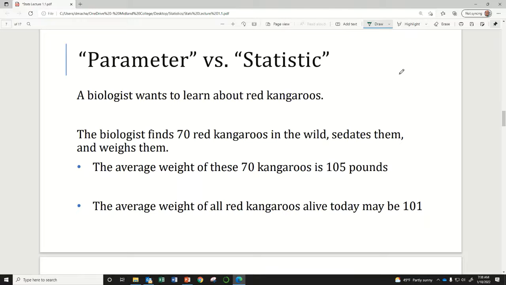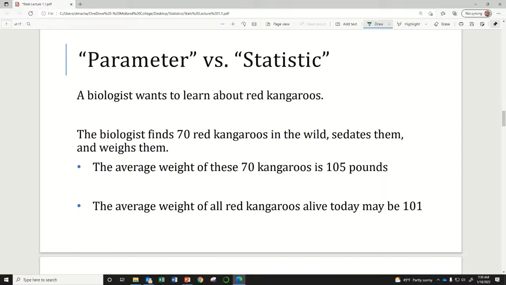So suppose a biologist wants to learn about red kangaroos. And the biologist finds 70 red kangaroos in the wild. And when you find a red kangaroo in the wild, maybe you sedate them, some kind of sedative, and then once they're sedated, then you can put the kangaroo on a scale and you can weigh the kangaroo. And what we find is that the average weight of these 70 kangaroos is 105 pounds.